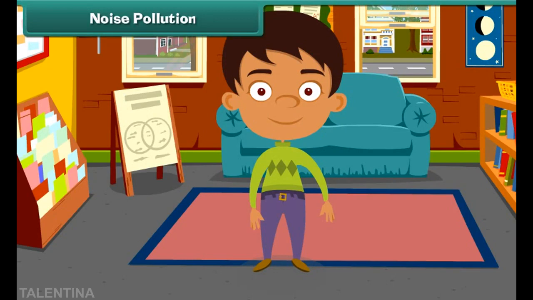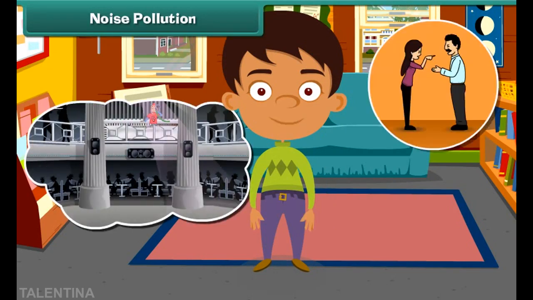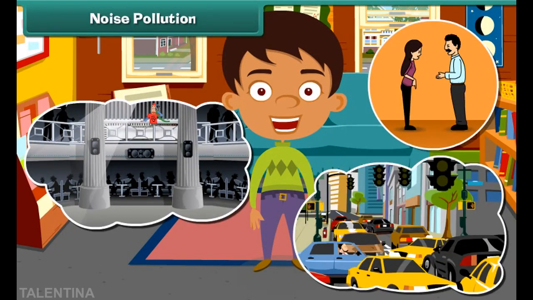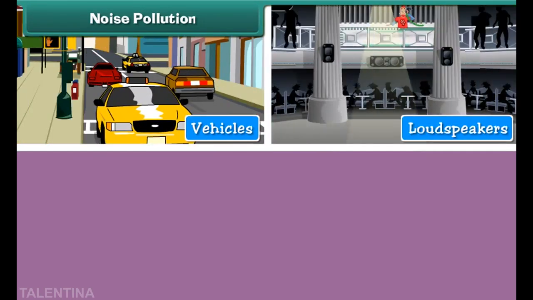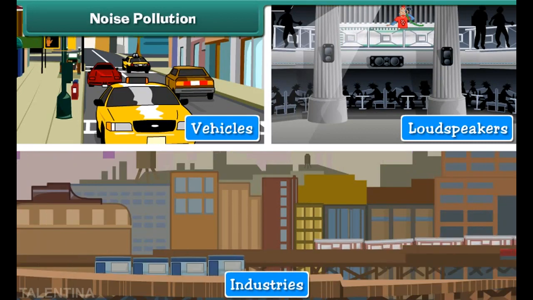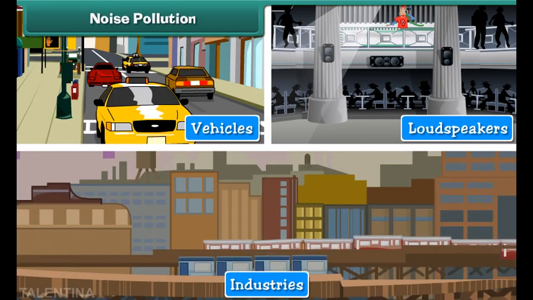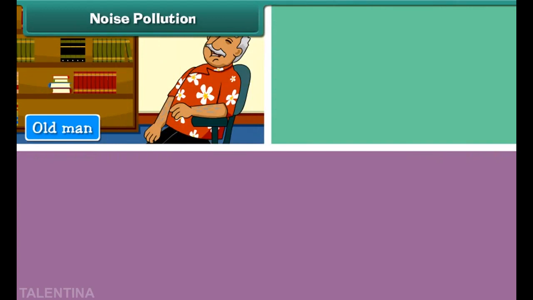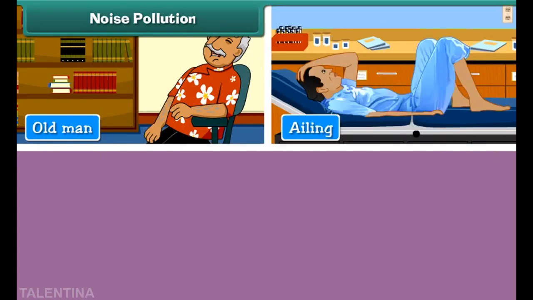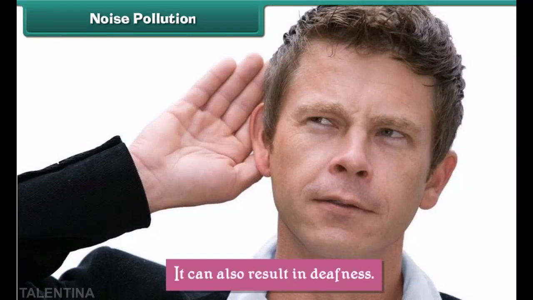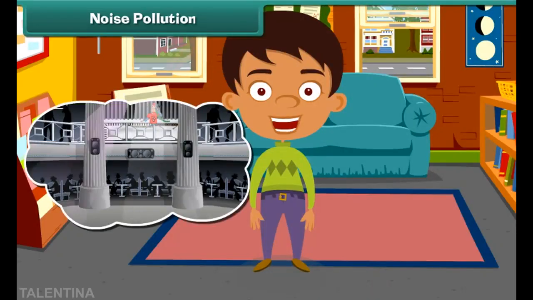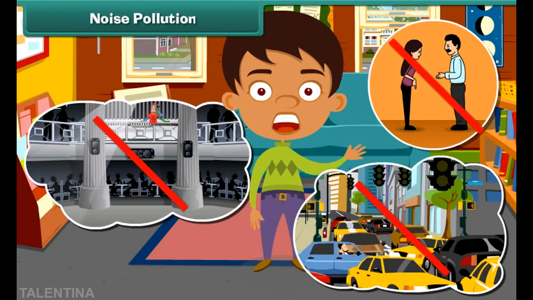Noise pollution. Unwanted sound that disturbs the environment is called noise pollution. Noise pollution is caused by the movement of vehicles, honking of horns, use of loudspeakers, and running of machines in industries. Noise pollution disturbs the old and the ailing. It interferes with the studies of students. It can also result in deafness. We can prevent noise pollution by reducing unwanted sounds.